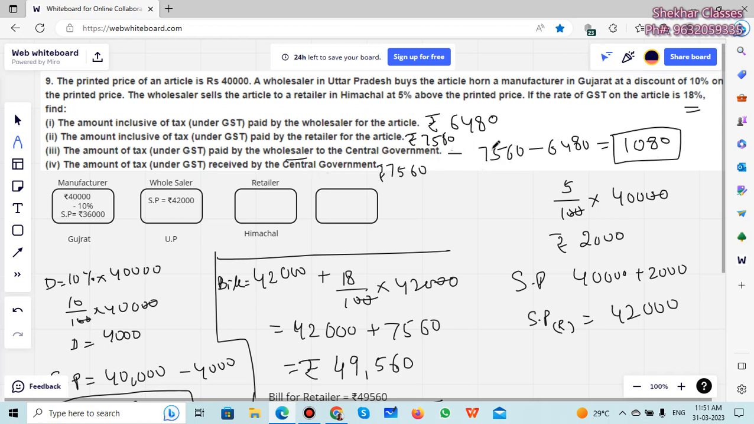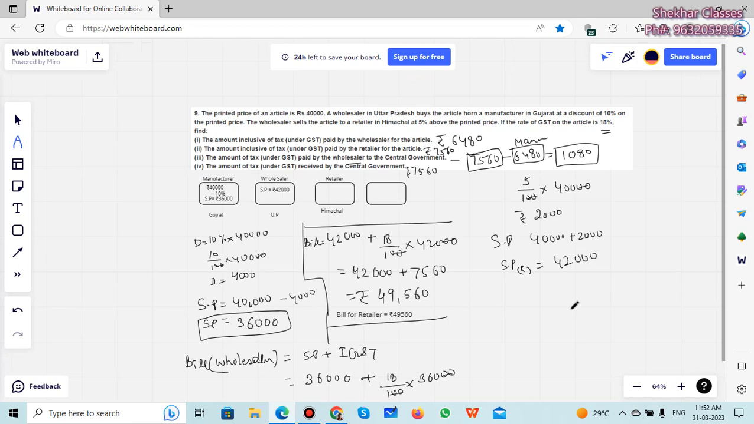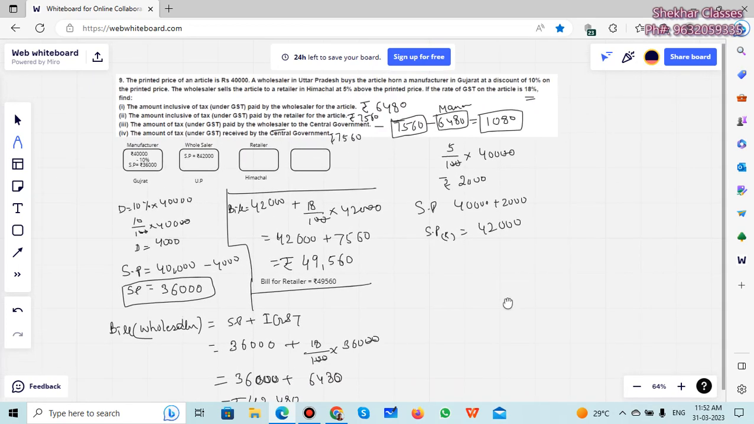Why? Because when he bought it from the manufacturer, he had already paid this amount of tax. And this is the tax he has collected from the retailer. So the extra amount that he has received as tax has to be paid by him to the government, and that is 1,080 rupees. These are all the answers for this question, and you can see everything in one go here.